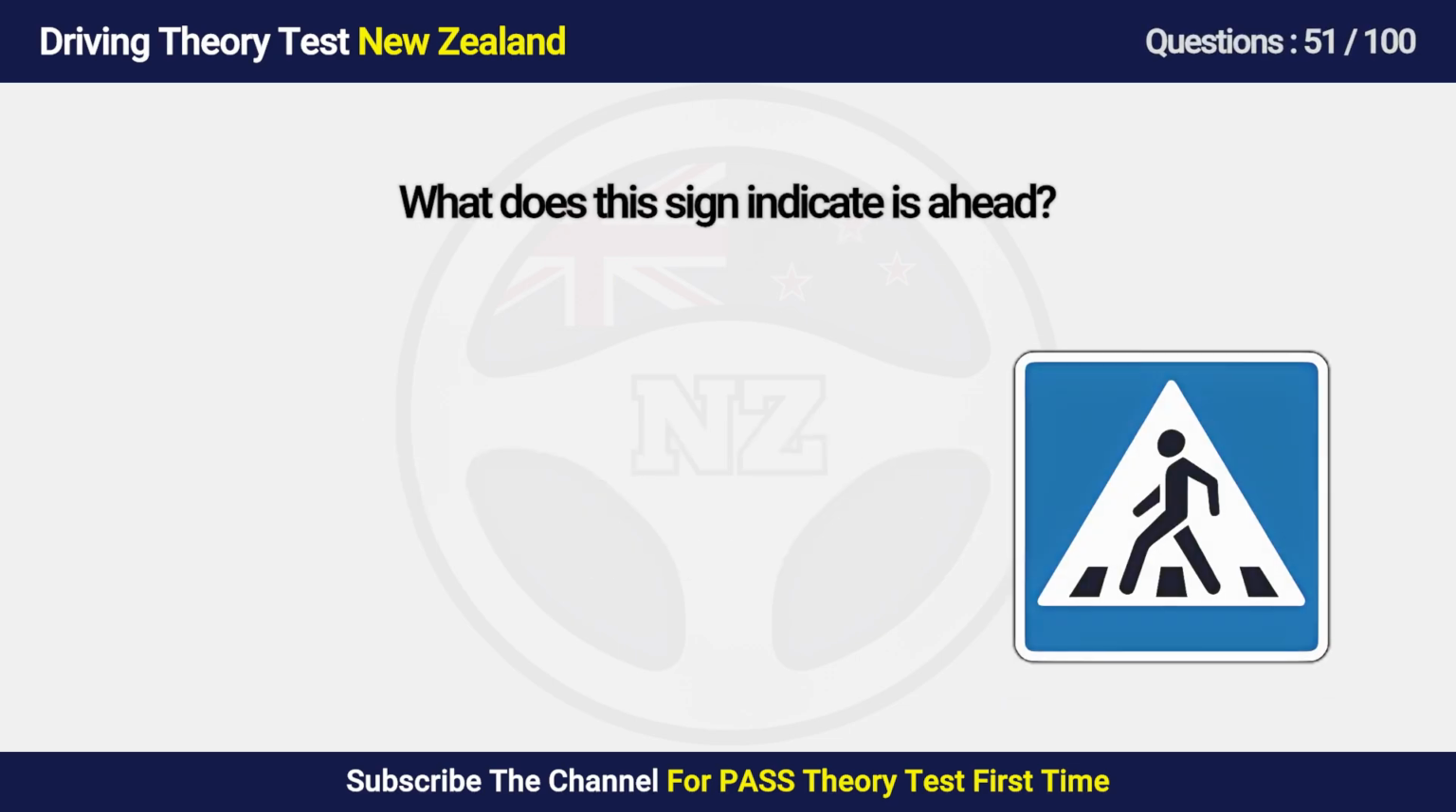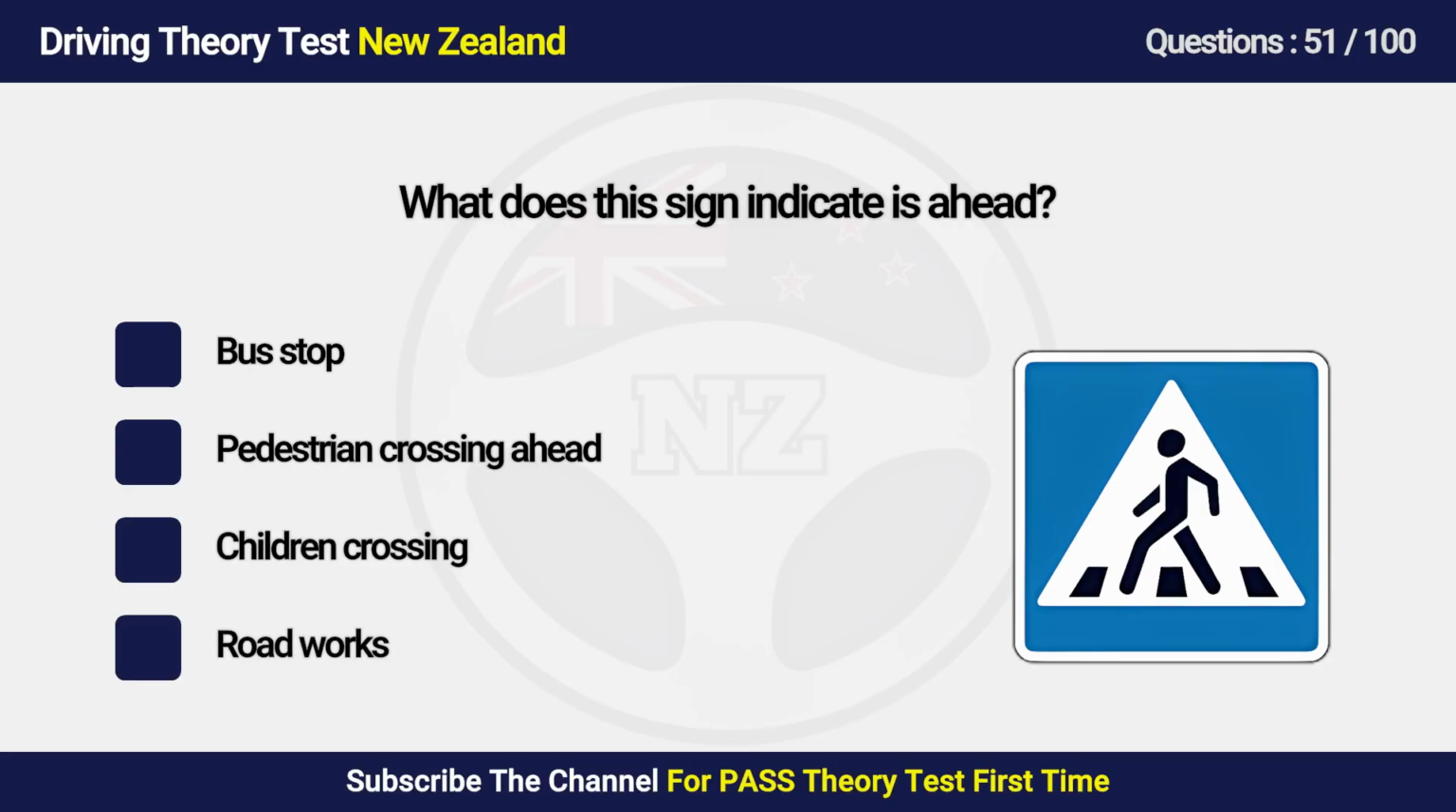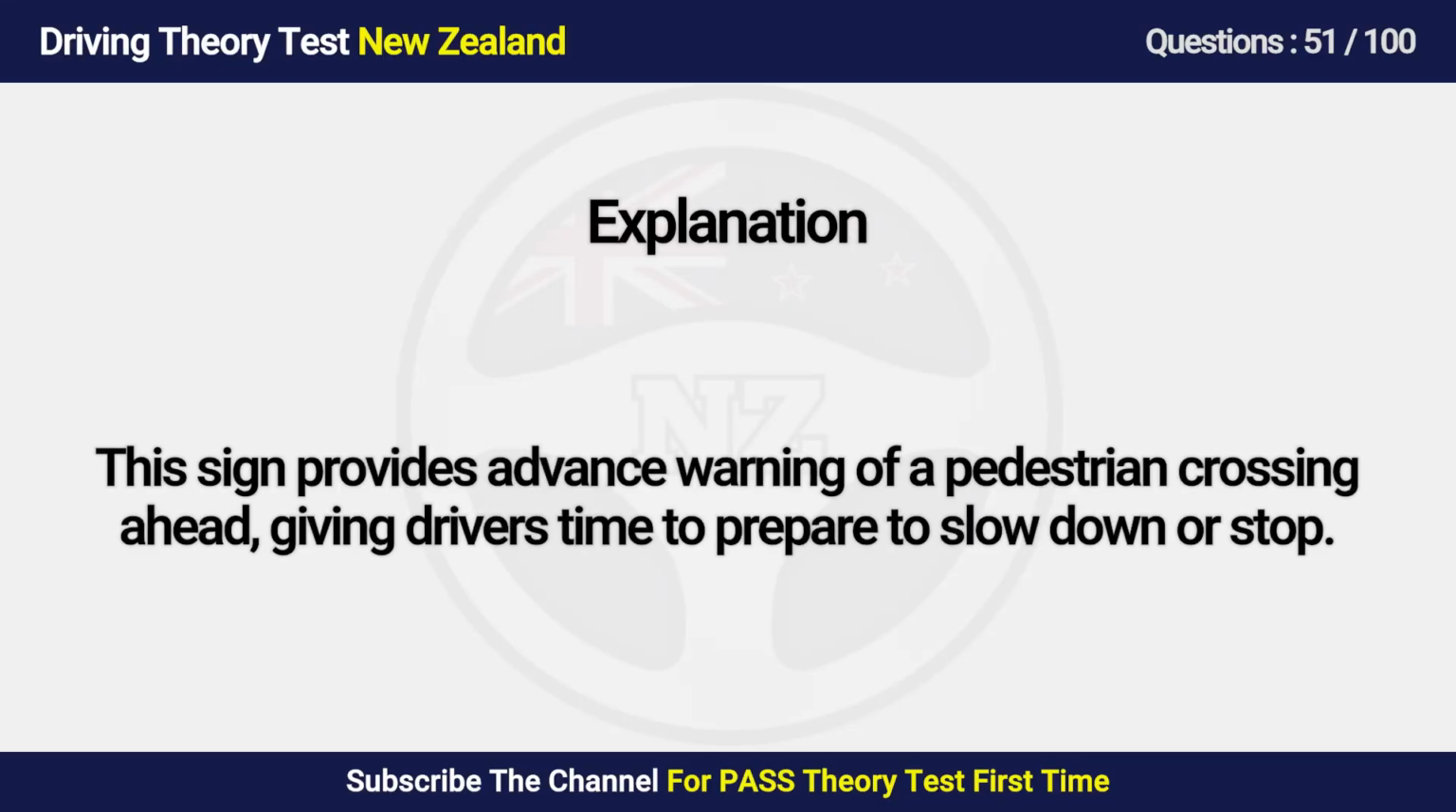Question 51. What does this sign indicate is ahead? A. Bus stop. B. Pedestrian crossing ahead. C. Children crossing. D. Road works. Answer is B. Pedestrian crossing ahead. This sign provides advance warning of a pedestrian crossing ahead, giving drivers time to prepare to slow down or stop.